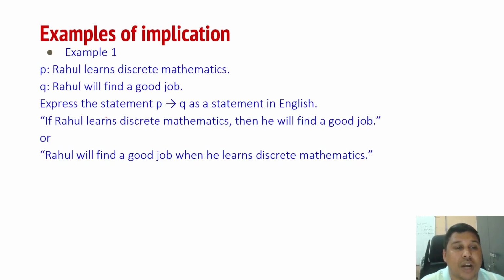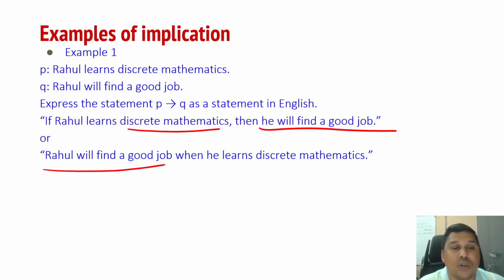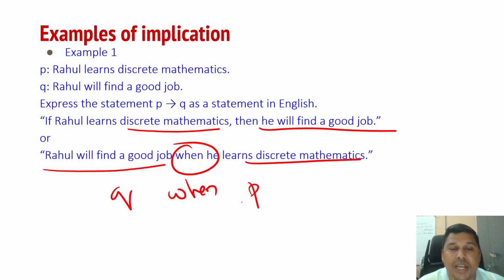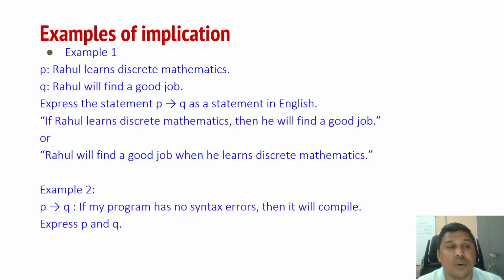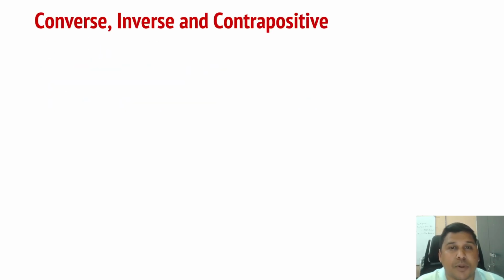That will give the answer. So if Rahul learns discrete mathematics, then he will find a good job, or Rahul will find a good job when he learns discrete mathematics. This I wrote like this: Q when P. So there are different ways. You can see some other exercise problems.